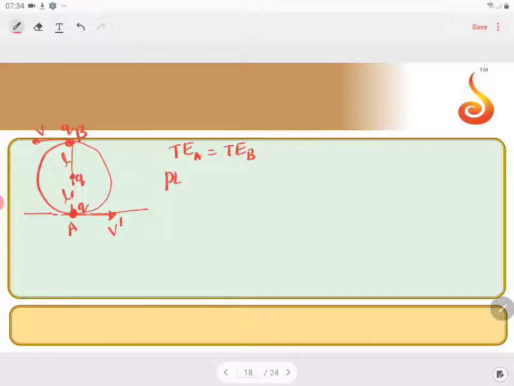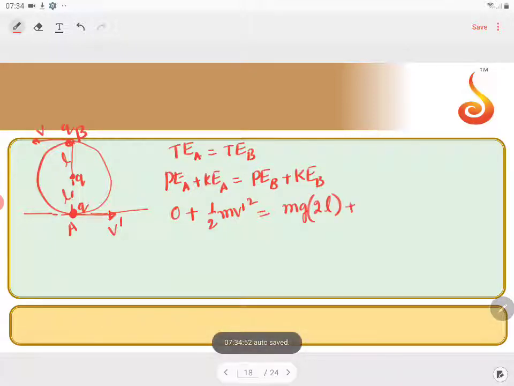So PE at point A plus KE at point A is equal to PE at point B plus KE at point B. What is the potential energy at point A? Zero, because it is gravitational potential energy, not electrostatic, and we have considered this the zero GPE line. Kinetic energy is half m V dash square. Potential energy at the highest point is m g 2l, plus kinetic energy half m v square.